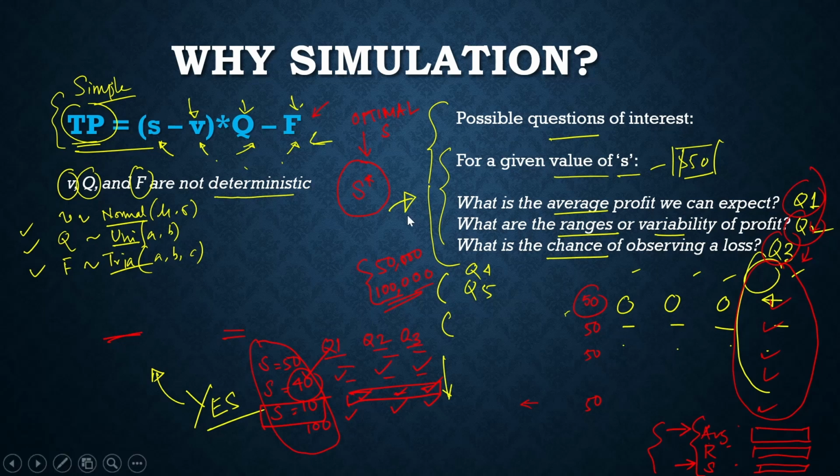And finally, our model has certain controllable parameters. In this case, it was the selling price, and we discussed how simulation can help us identify the best possible selling price, or the best possible decision variable, or you can say controllable variable, in order to answer these three questions. That means the decision variable that gives the best answers to these three or four questions will be selected as the best solution, with the help of simulation.